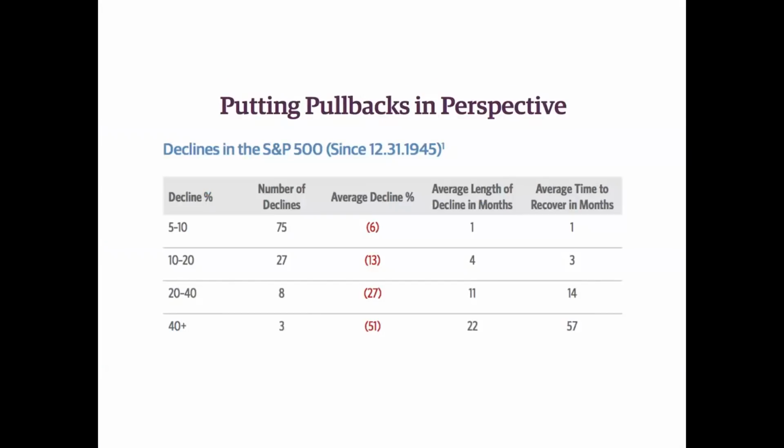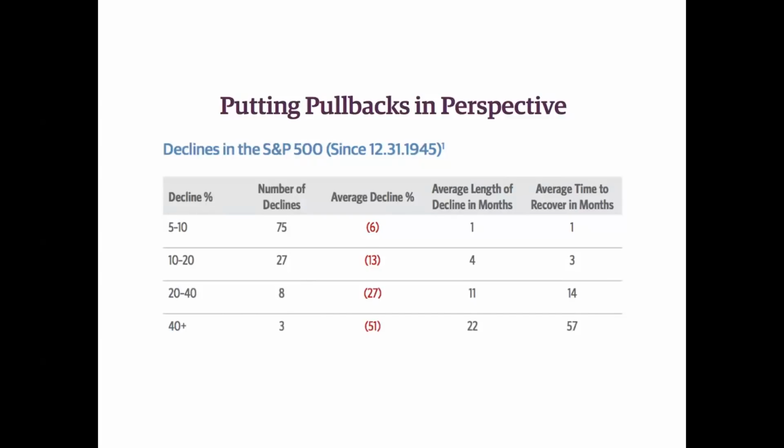But let's put pullbacks into perspective. This represents 73 years of market activity, and it's about 9 months old, ready to be updated. This comes from Guggenheim Partners. And there are now 77 declines of between 5 and 10% since 1945. We call that a pullback.